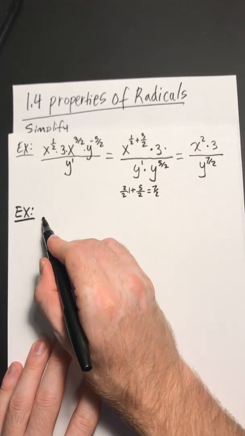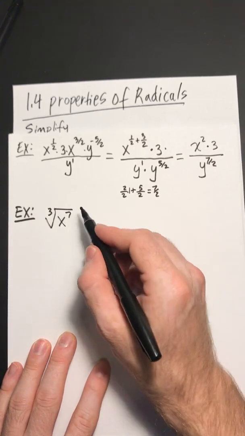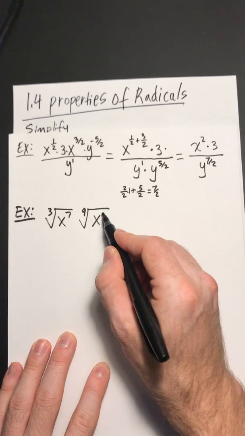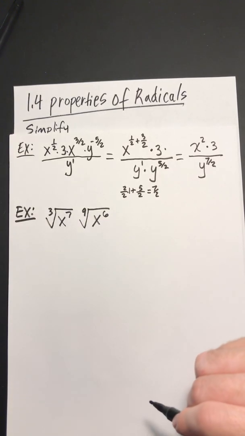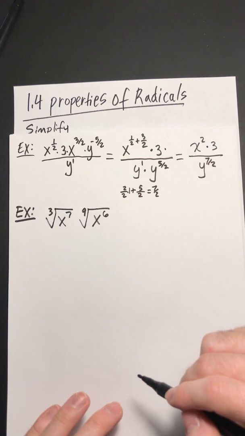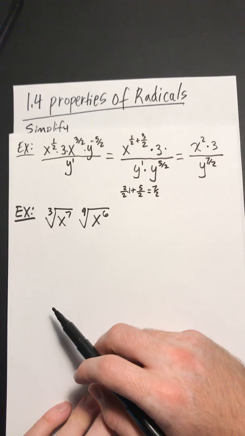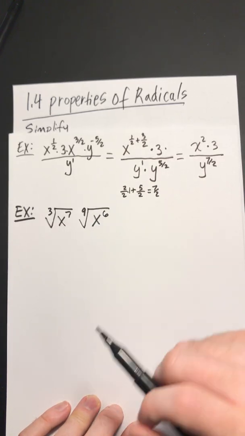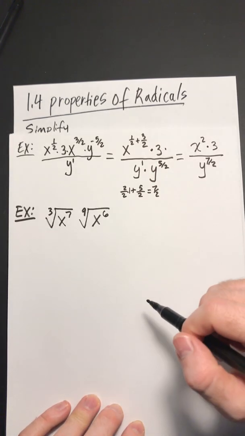Let's take the cube root of x to the 7th times the 9th root of x to the 6th. Now we're going to use a little trick I like to do here. Remember that a rational exponent has a corresponding radical form. How do we remember what that is? We remember the little trick with the rider and the horsey.